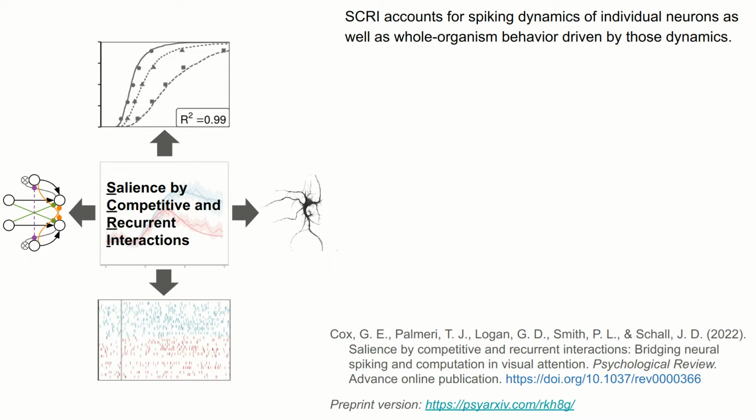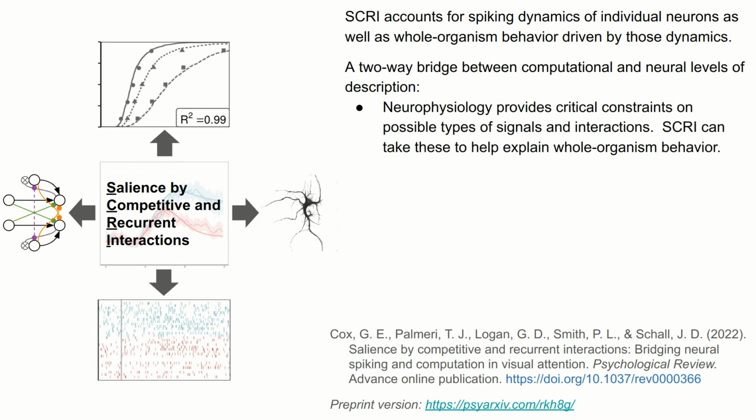SCRI can bridge these scales because SCRI bridges computational and neural levels of description. This bridge goes both ways. Neurophysiology provided the empirical constraints necessary to characterize the localization and identification signals, as well as the types of possible interactions present in SCRI, which enable it to account for whole organism behavior.